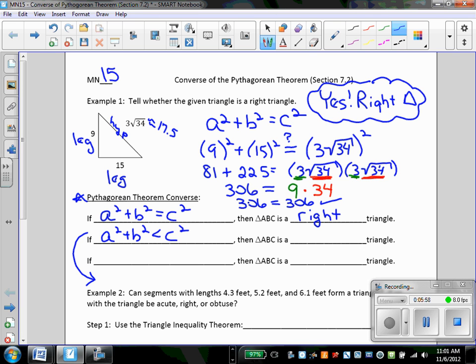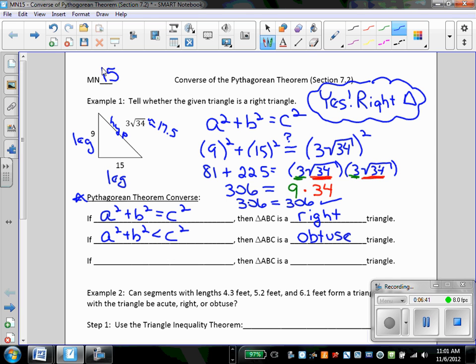So for instance, we know what a right angle looks like, but if we go bigger than a right angle, an obtuse angle like this right here, notice how that hypotenuse is so large, and the square of that is going to be greater than the sum of the squares of the other two legs. So a squared plus b squared is less than c squared. That c squared is larger than a squared plus b squared, so we're talking about an obtuse triangle.